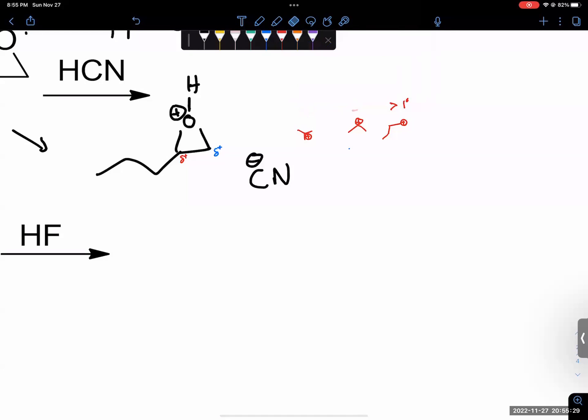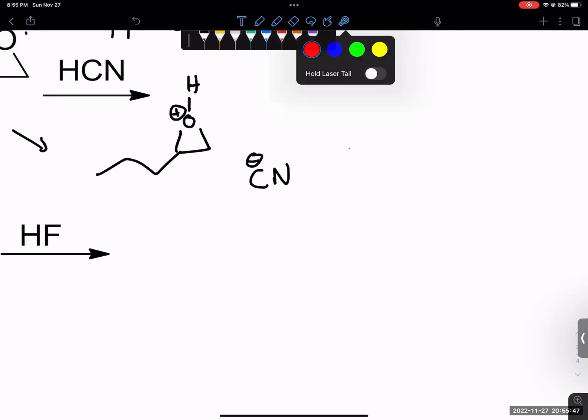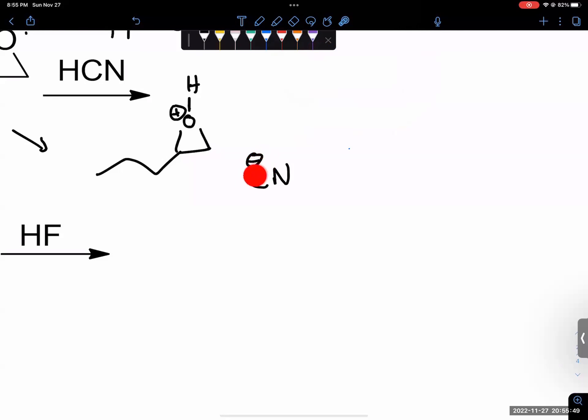Therefore, if I erase all this stuff, this cyanide is going to attack the more substituted one because that's the more positively charged one. And the more positively charged one is open to incoming electron density, right? Because this cyanide's bringing electrons with it. So the negative charge here is more likely to attack the partial positively charged carbon right here, okay?